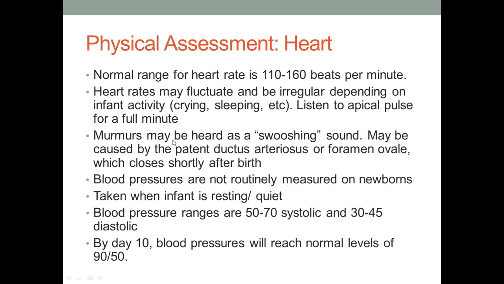Heart rates. Normal heart rate is 110 to 160 in these newborns. It might be a little fluctuating or irregular, depending on what they're doing, if they're crying or they're sleeping. Always listen to the heart rate for a full minute. Babies also might have a murmur, if you can hear it, like a swooshing sound rather than a lub-dub. It's a whoosh, whoosh, whoosh.